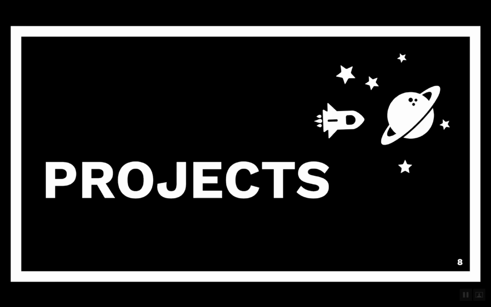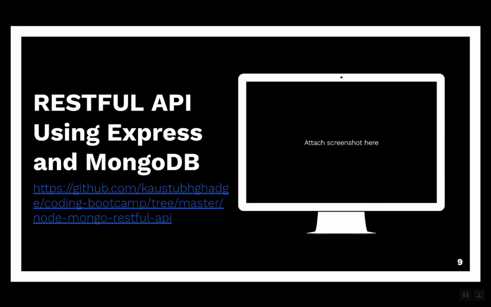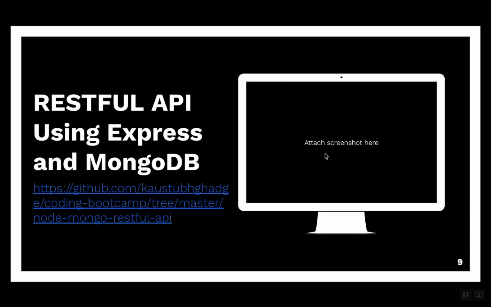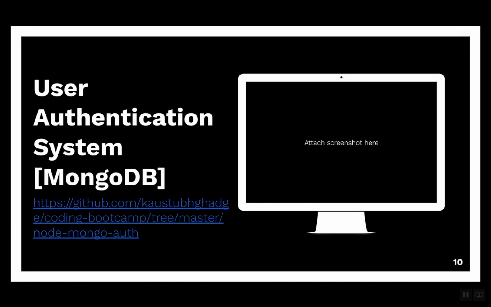Alright, so the projects that we'll be covering in this particular course are: the first one is we'll be developing a RESTful API using Express and MongoDB. Express is a framework of Node.js. There's a link I have provided here. I don't have a screenshot attached since it's a backend project and we don't have any screenshots, so you may ignore that. The next project is building a user authentication system in which we will allow the user to enter their username or email address and their password, and we'll verify those 2 details and allow them to log into the system. And we'll be using MongoDB as our database.